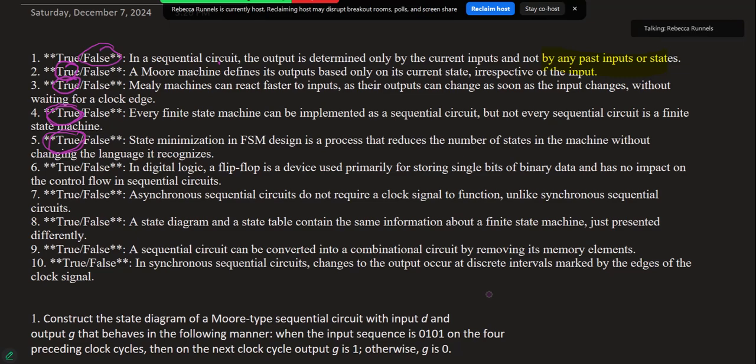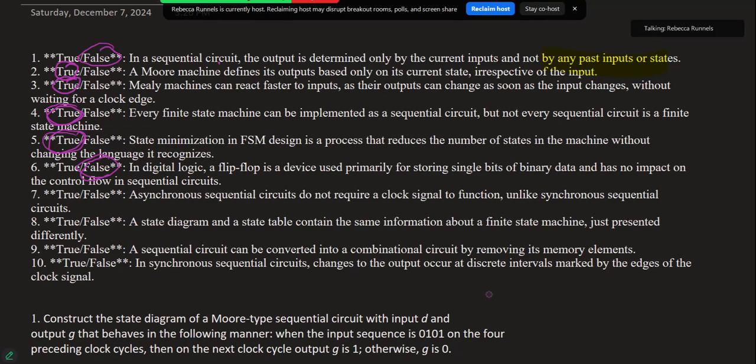In digital logic, a flip-flop is a device used primarily for storing single bits of binary data and has no impact on the control flow in sequential circuits. Now, this is an example of a sentence that can be half true and still be false. Does it store bits of binary data? Sure. But it is also used to control flow.